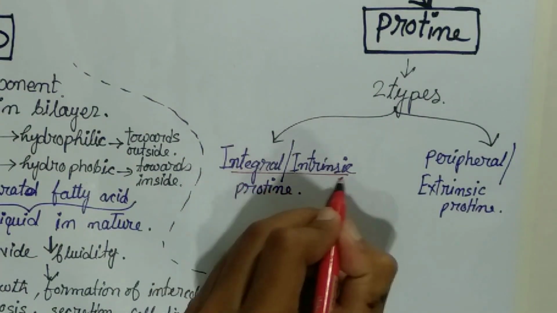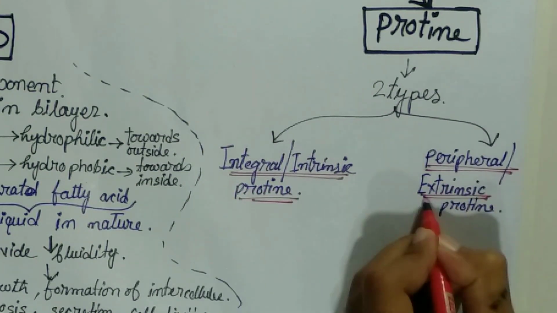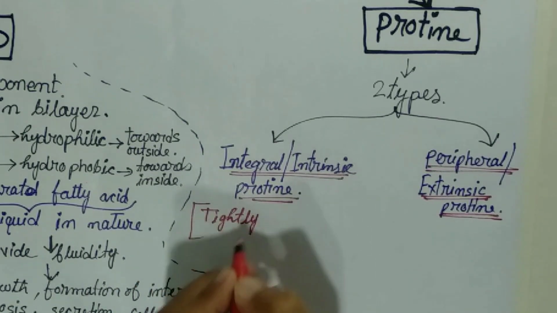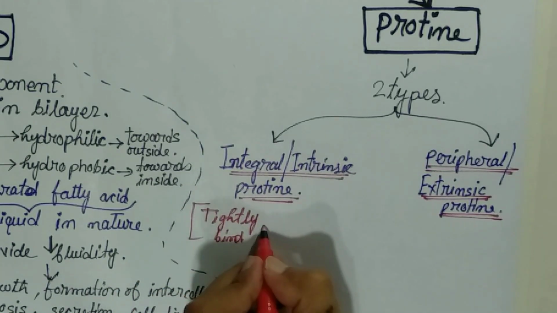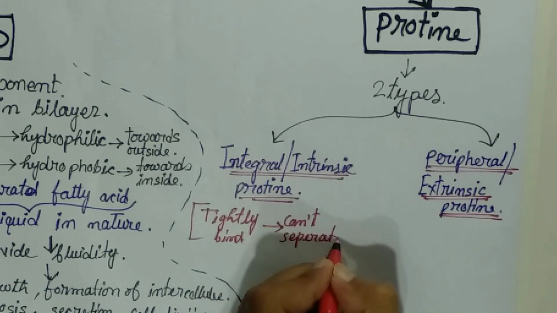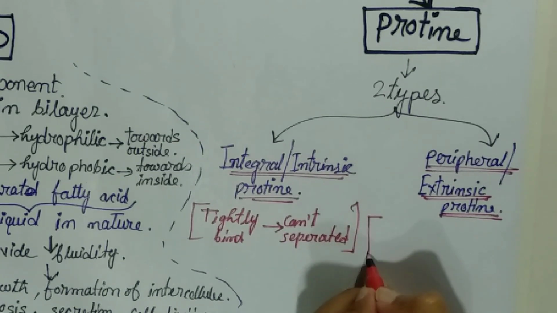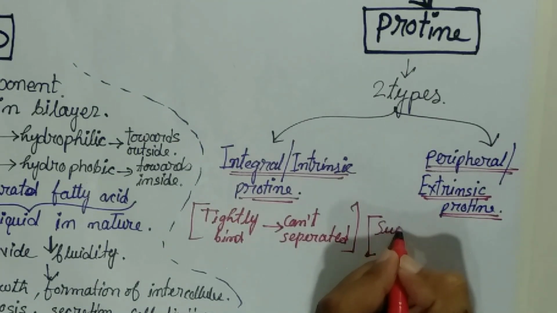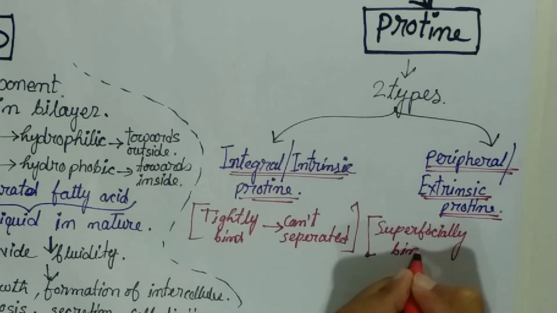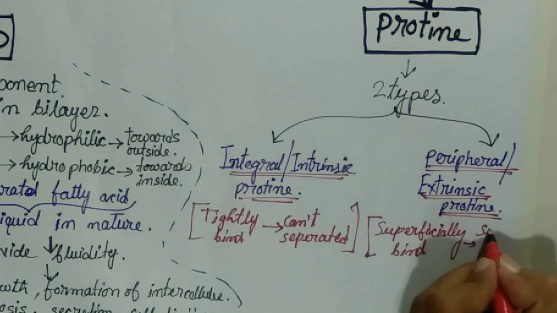Integral or intrinsic proteins are tightly bound to the phospholipid layer and cannot be separated easily. On the other hand, the peripheral or extrinsic proteins are superficially bound to the phospholipid layer and can be separated easily.